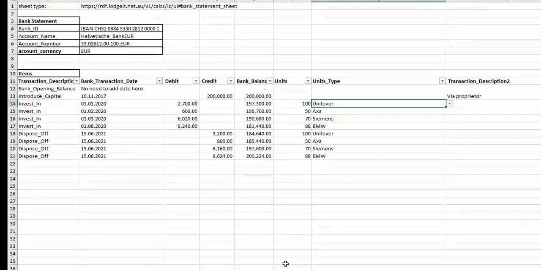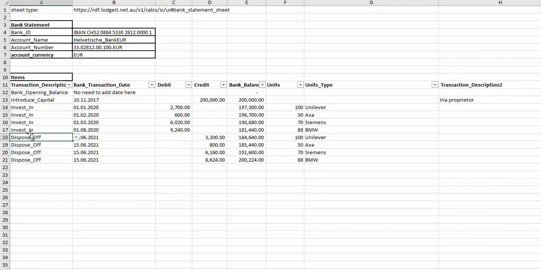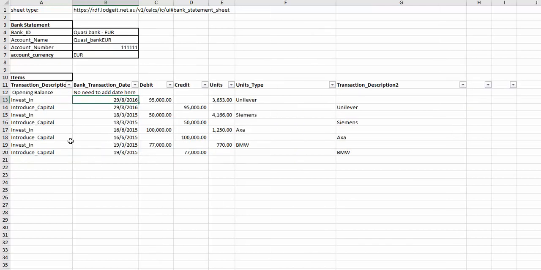So these investments are sitting in euro, and you can see we've got invest in, dispose of, and for anything that's sort of sat behind the date line when we had a bank statement, we're simply loading those transactions in from a quasi bank account, which we have two transactions going through. We have the introduction of the capital, which obviously goes through your proprietor's capital account, and then you've got your invest in, where you're leveraging a certain amount of euros to secure a certain number of units in a given investment.